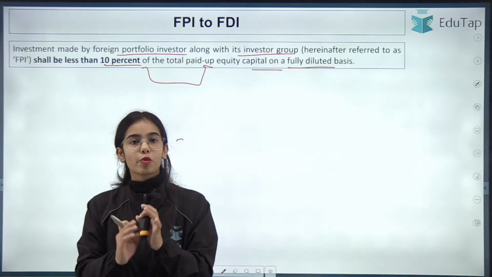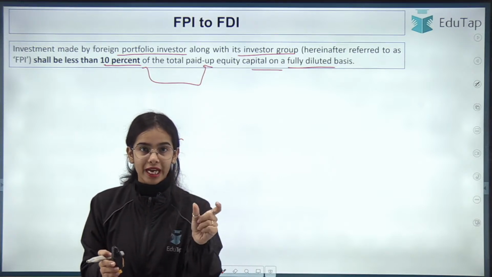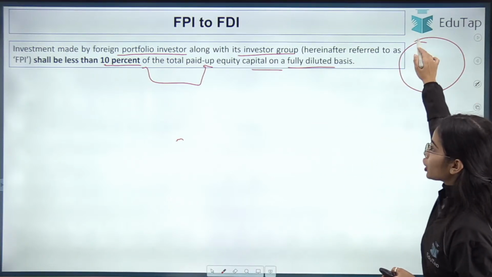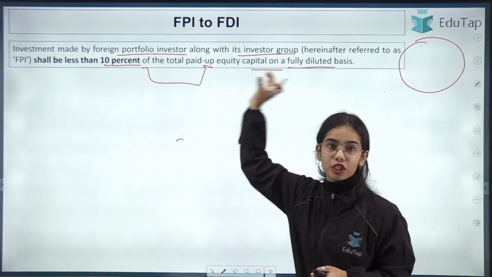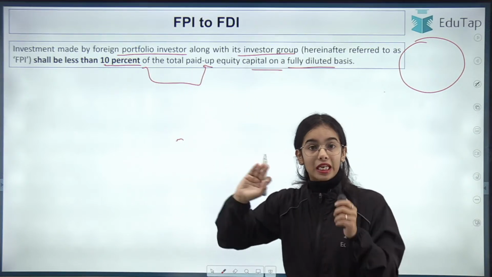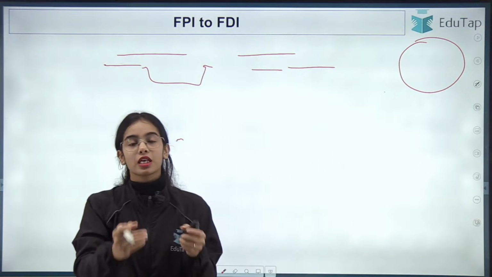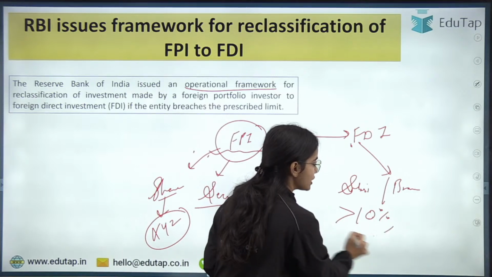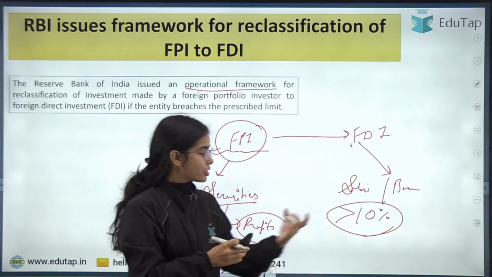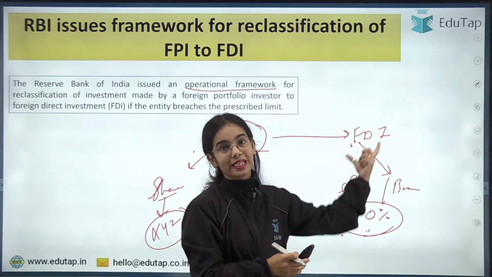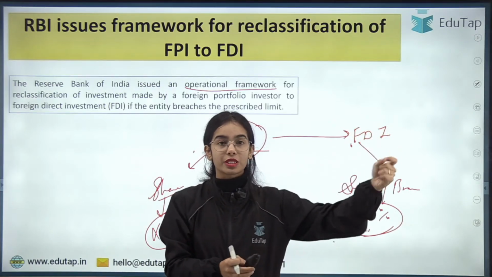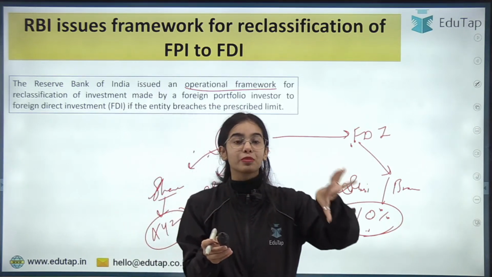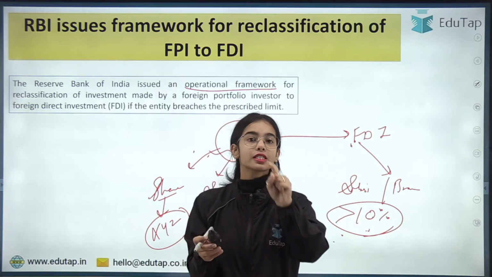So I hope you are getting the point, that is investment made by the FPI along with its investor group. So the FPI along with its investor group should have less than 10% of the shares in a particular company. If the foreign investor has more than 10% of the shares in a particular company, then those shares will come under the FDI, the foreign direct investment, because if you are holding more than 10% of the shares in a particular company, that means you are having some controlling interest in that company.